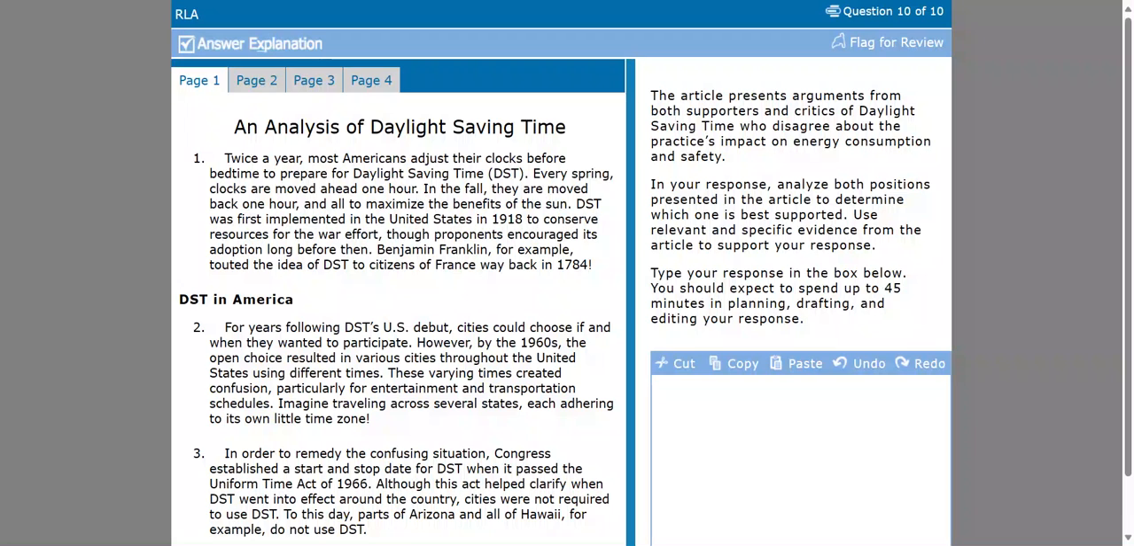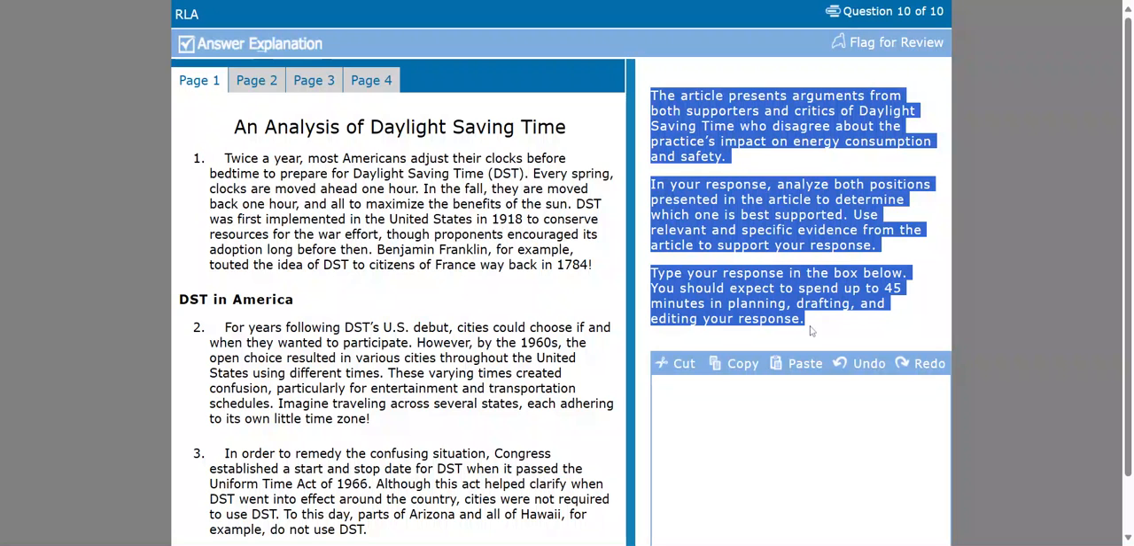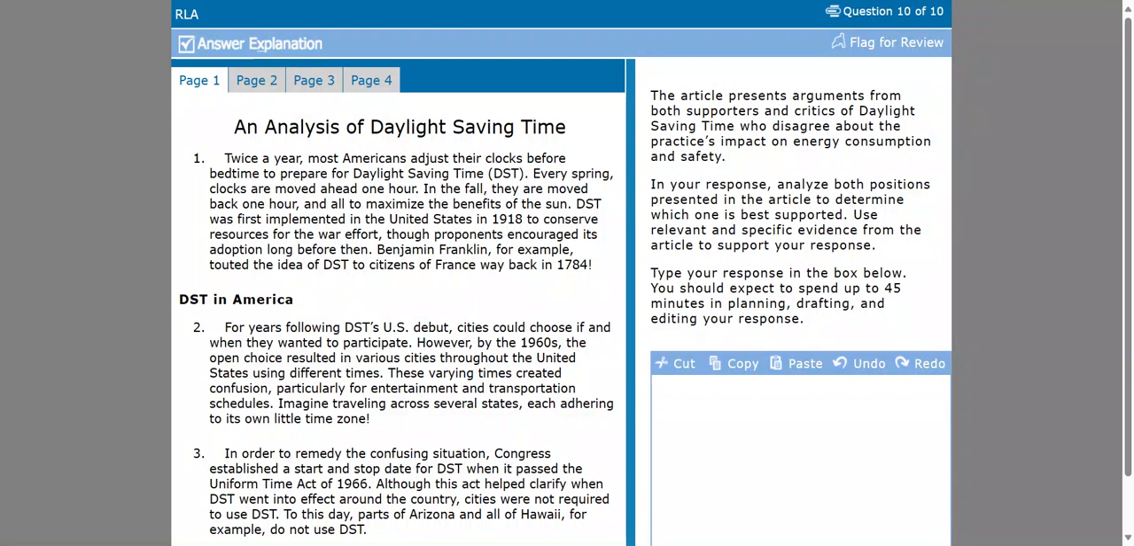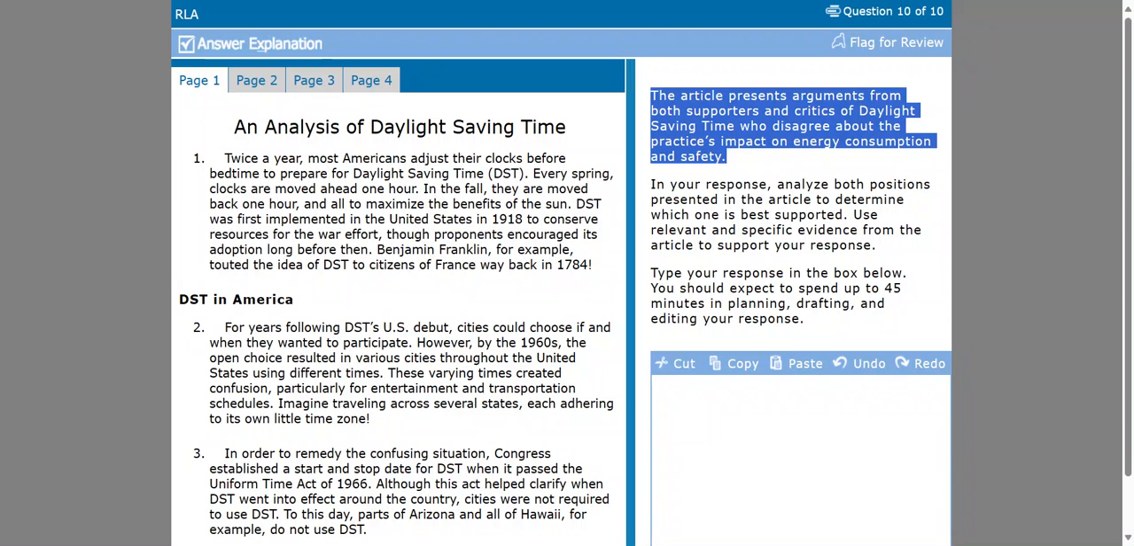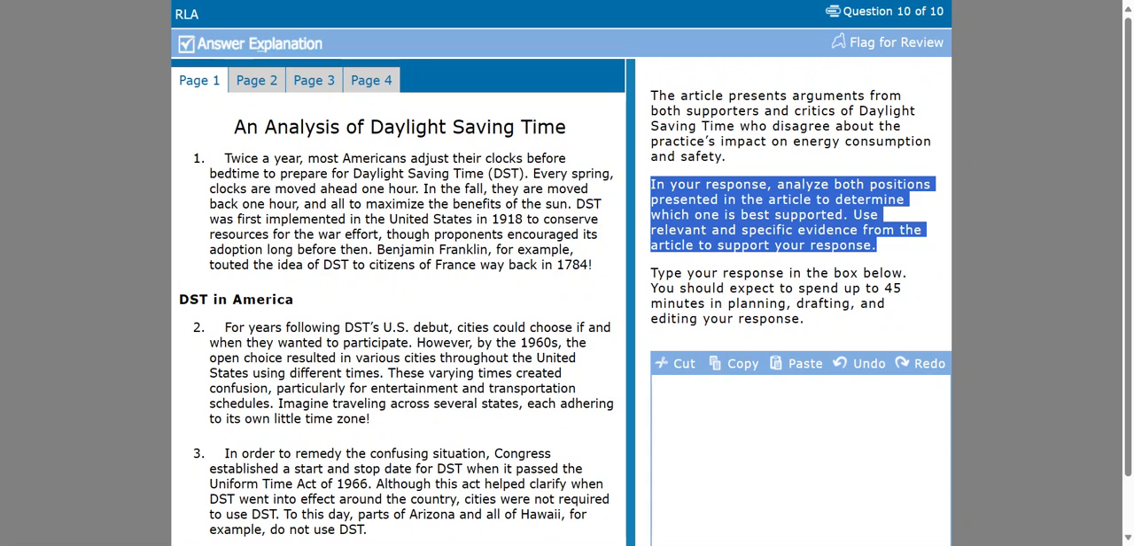Okay, first thing we're going to do, writers, is we are going to read the question that is presented. The article presents arguments from both supporters and critics of daylight saving time who disagree about the practice's impact on energy consumption and safety. Okay, so the first thing I want to do is sort of analyze how the question is being set up. So we see this question in three separate paragraphs here, you could argue. And so, in looking at the first part, this first paragraph is basically letting you know, summarizing what the article is essentially about. Let's move on into the next paragraph here.